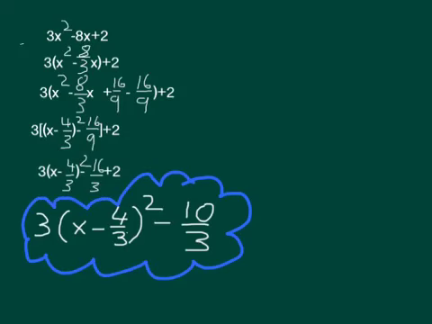So it should be very clear to you now what the vertex of this is. The vertex is negative 4 over 3, sorry, my mistake, plus 4 over 3, because we're looking for the number that when you plug it into x gives us 0. So my vertex is therefore 4 over 3 and negative 10 over 3.